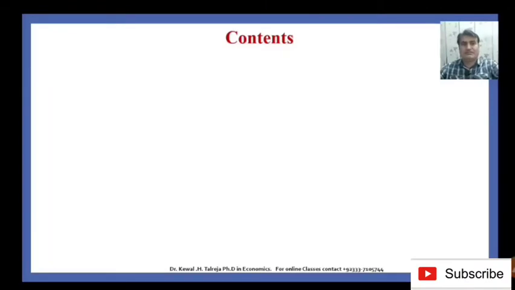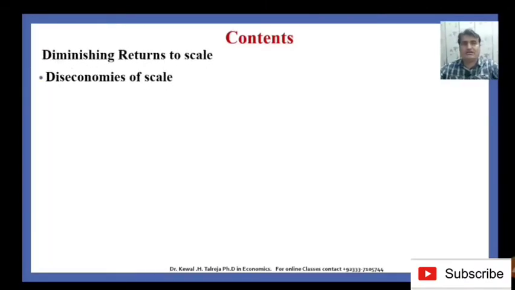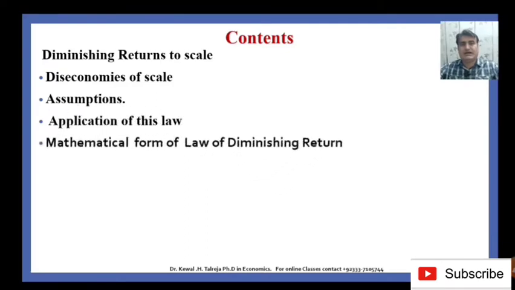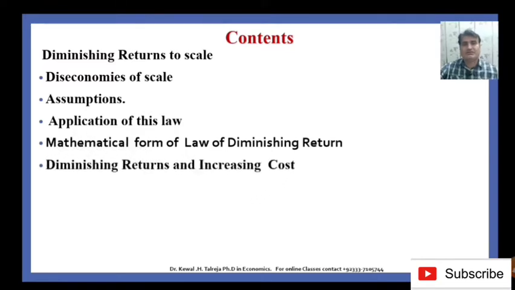So in this lecture we discuss what is the diminishing returns to scale, what is diseconomies of scale, what are the assumptions of the law of diminishing marginal returns, what are the applications of this law, where this law can be applied, what is the mathematical form of the law of diminishing marginal return, and why we say that diminishing return and increasing cost go together.